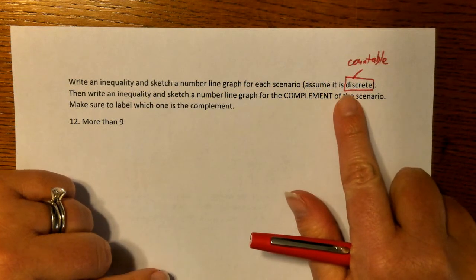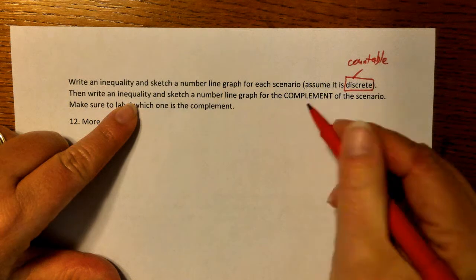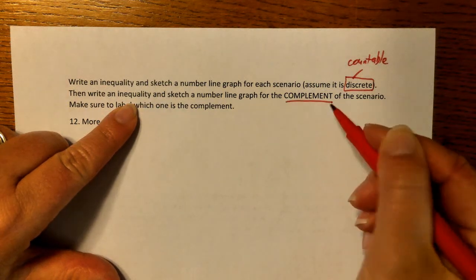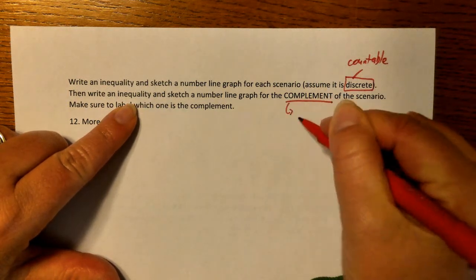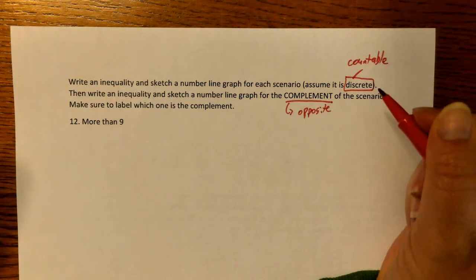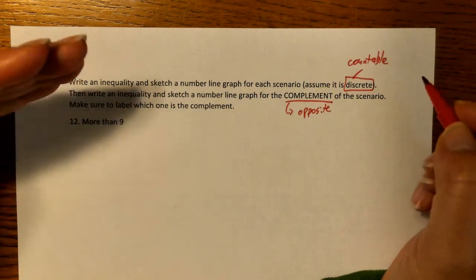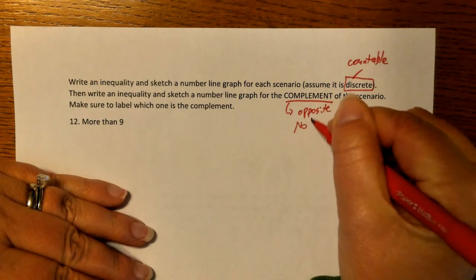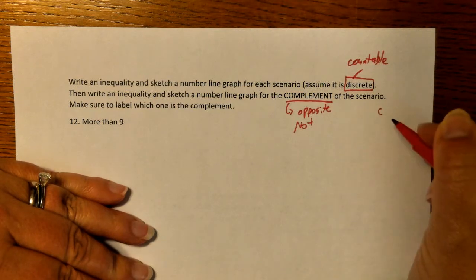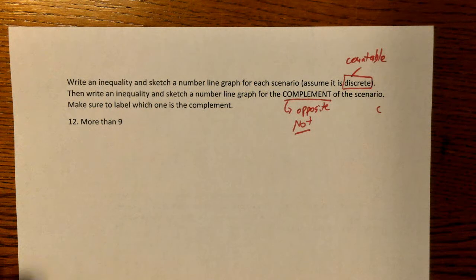Then after we do that, they want us to write an inequality and sketch a number line for the complement of the scenario. Remember, complement is a way of saying the opposite. So if there's a 20% chance of rain, then the complement would mean there's an 80% chance that it does not rain, the opposite, okay? When we see that word complement, we see that little C on the scenario, we think the word not, okay? All right, so let's try these here.